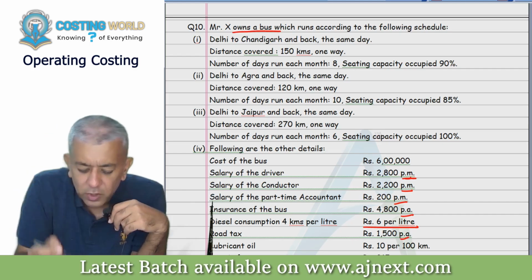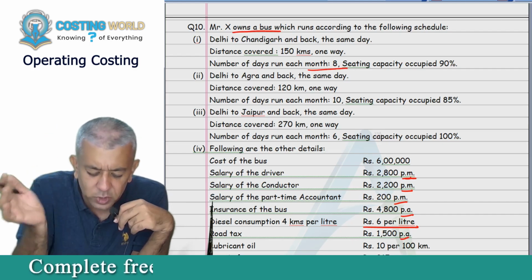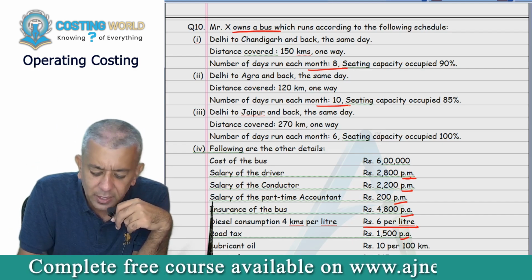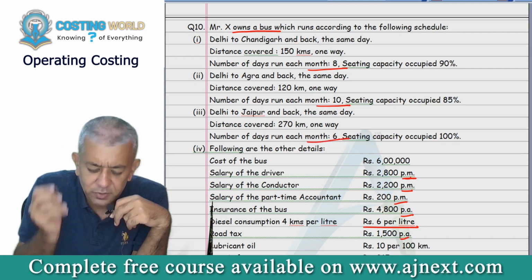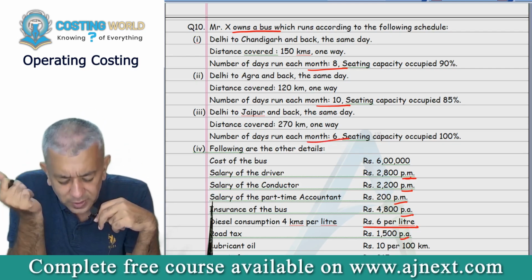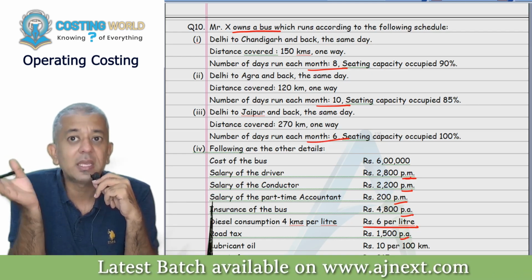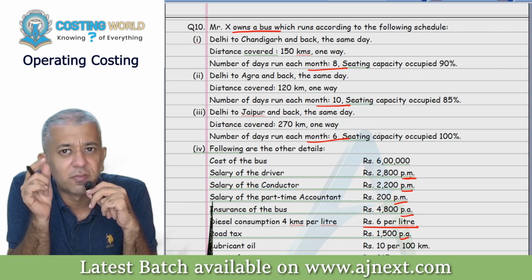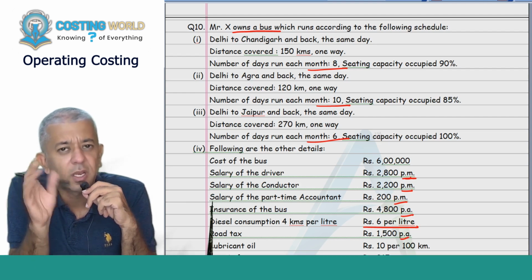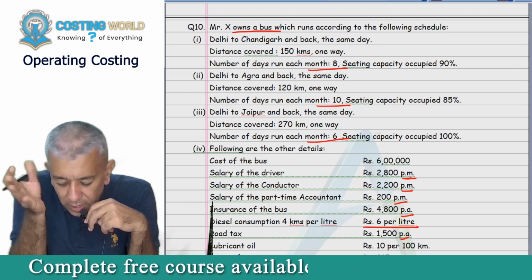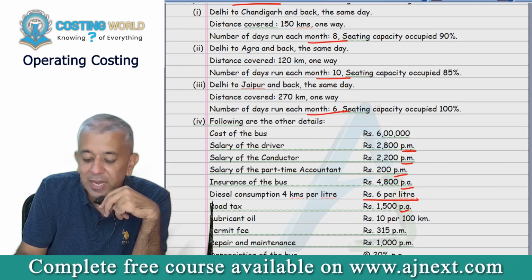Okay. Out of that, few days it travels from Delhi to Chandigarh, few days it travels from Delhi to Agra, few days it travels from Delhi to Jaipur. So in any case, there is one single bus as such. Unlike one question that we all had done whereby there were 10 taxis, in this particular question there is only one bus as such.